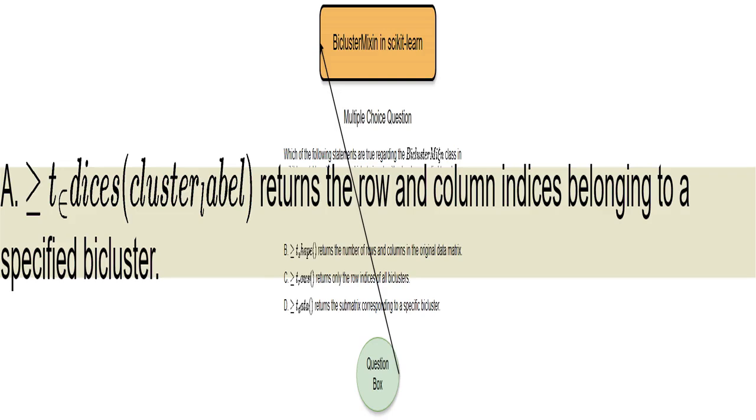This statement describes the functionality of the _get_indices method. The method takes a cluster label as input, representing a specific bicluster, and returns the row and column indices of the data points that belong to that cluster. Think of it like getting the addresses of houses within a particular neighborhood.